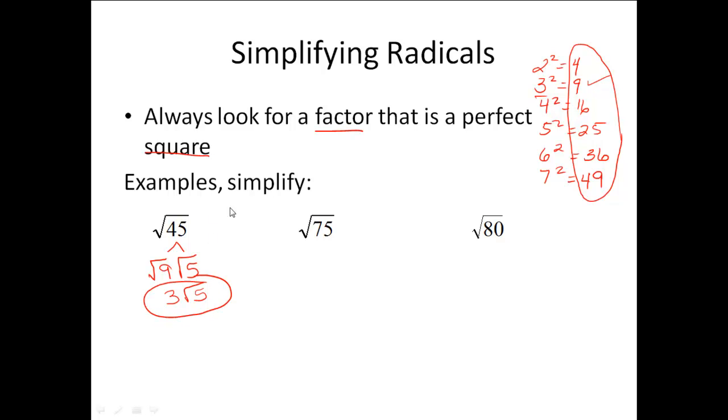Now one way that you can check to see if this was right is you can take your calculator and type in the square root of 45 and see what decimal you get, and then type in 3 times the square root of 5 and you should get the same decimal.